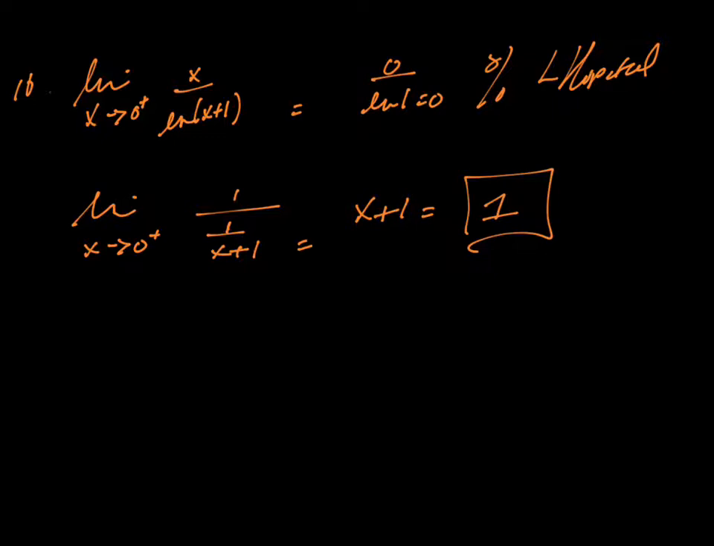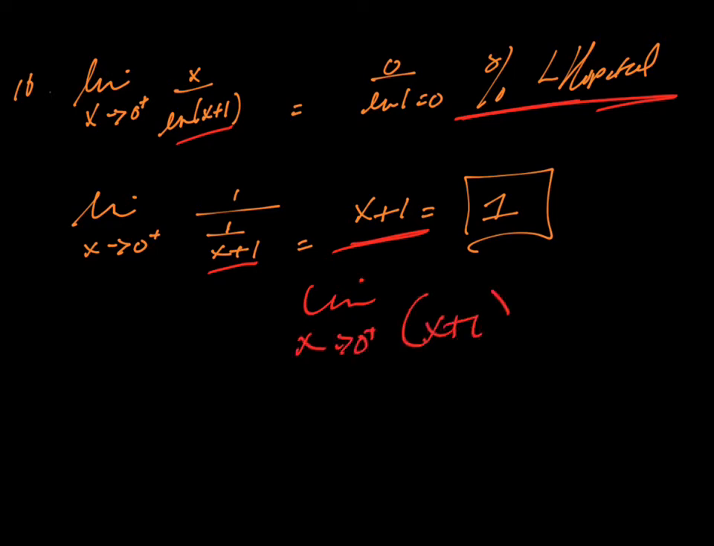And number 10, the last one, was the limit as x goes to 0 from the right of x over ln of x plus 1, which is 0 over, the ln of 1 is 0, right? So direct substitution gives us 0 over 0, so L'Hopital. So the limit as x goes to 0 from the right, we're going to take the derivative of x, that's 1, and the derivative of ln of x plus 1 is 1 over x plus 1, so you get x plus 1 if you flip it. And so really it's the limit as x goes to 0 from the right of x plus 1. Direct substitution gives you 1. 0 plus 1 is 1. All right, so that was the classwork.